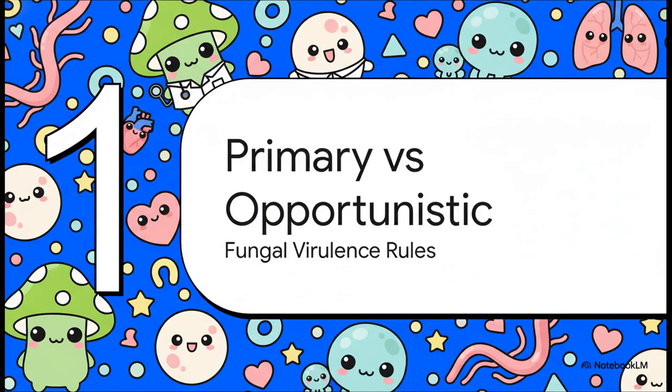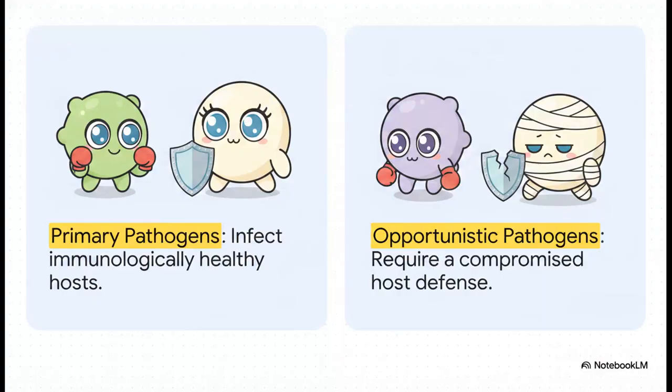All right, kicking things off with Section 1, primary versus opportunistic pathogens. Okay, let's dive right into this. The entire clinical playbook for mycology really hinges on one critical factor: the immune status of your patient. First up, we have primary pathogens. These are the heavy hitters. They are robust enough to set up shop and establish an infection even in a completely immunologically healthy host.